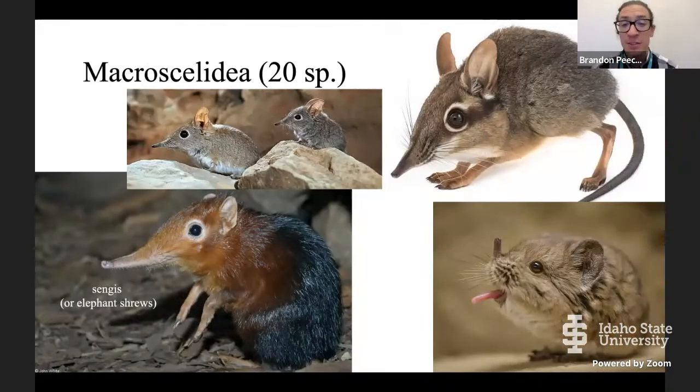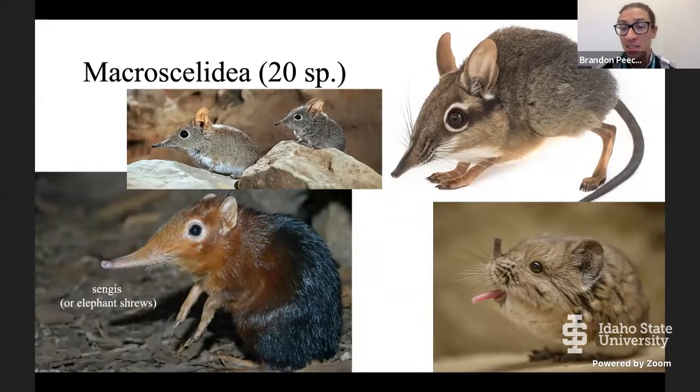Next group up of little Afrotherian placental mammals are these things called elephant shrews. They're also sometimes called sengis. And so this is a radiation of animals that's only in Africa. There's a couple of them that have gone up into the Middle East, but mostly they're only in Africa. I think you can tell why they're called elephant shrews. They've got long noses that are really, really sensitive.